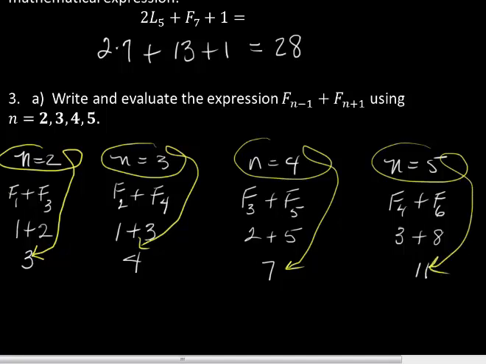And those are Lucas numbers. So let's ask which Lucas numbers. Well, 3 is the third Lucas number, so I'm going to put L3. When n was 3, I got 4, which is the fourth Lucas number. When n was 4, I got 7, which is the fifth Lucas number. I'll write L5. And when n was 5, I got 11, which is the sixth Lucas number. So we do see a pattern here. And we'll go on to the next part of the question, and we can write what that pattern is.